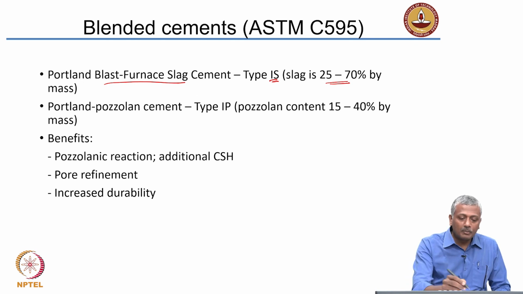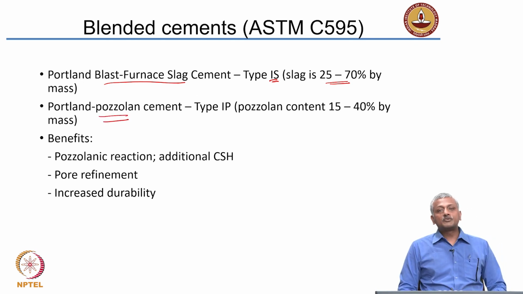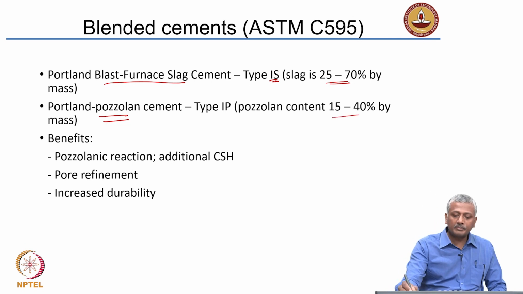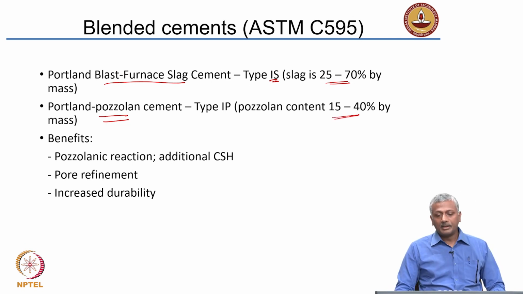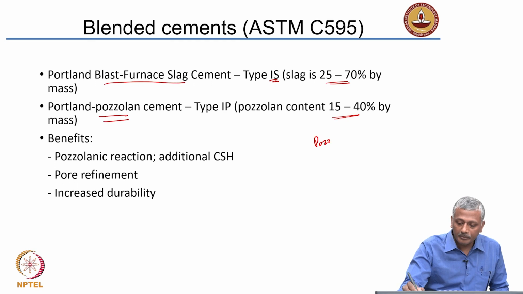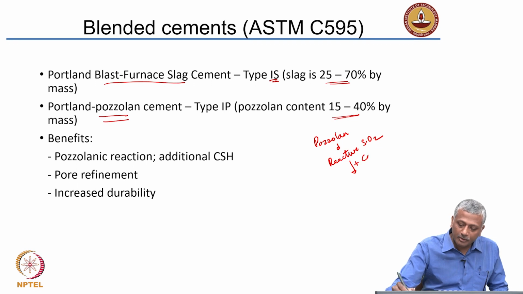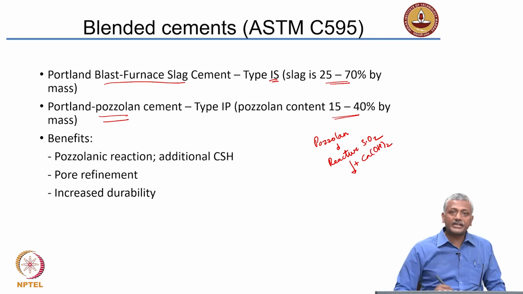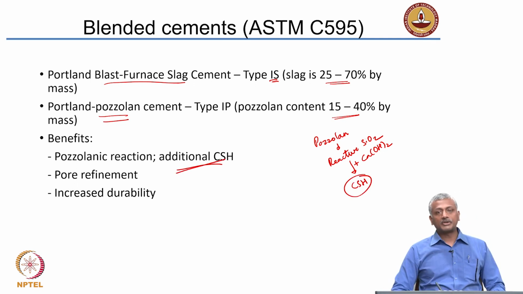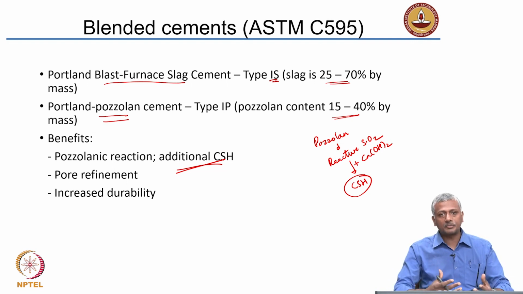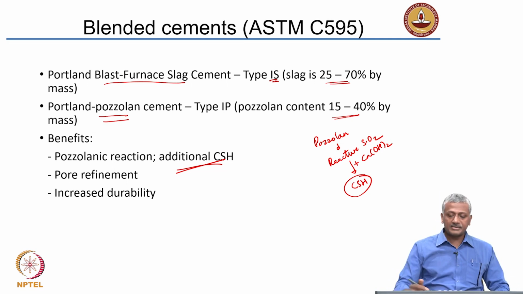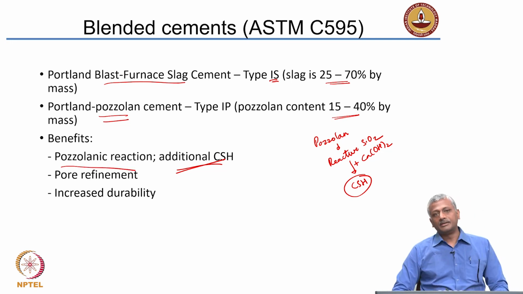You can also have what is called a Portland pozzolan cement, in which case we use a smaller replacement of 15 to 40% of the cement by a pozzolan. A pozzolan is nothing but reactive silica. So, this combines with the calcium hydroxide that forms from the reaction of cement hydration to produce more CSH. That's what the pozzolan does. It basically combines with the calcium hydroxide to produce more CSH. And this reaction is obviously called the pozzolanic reaction.